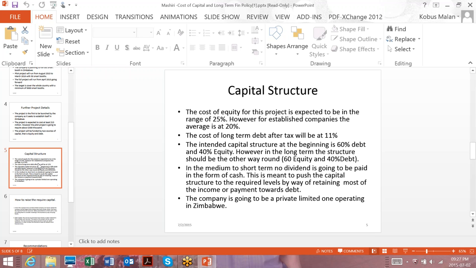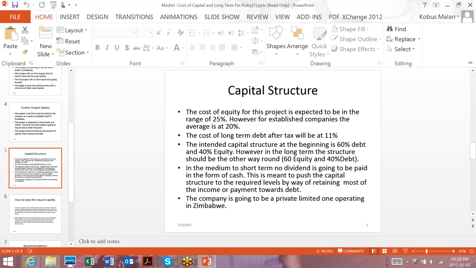Then on the issue of capital structure, the cost of equity for this project is expected to be in the range of 25%. However, we are very much aware that for established companies, the average cost of capital is around 20%. Then the cost of debt after tax will be at 11%. The intended capital structure at the beginning is 50% debt and 40% equity. However, in the long term, the structure should be the other way around, which is 50% equity and 40% debt.